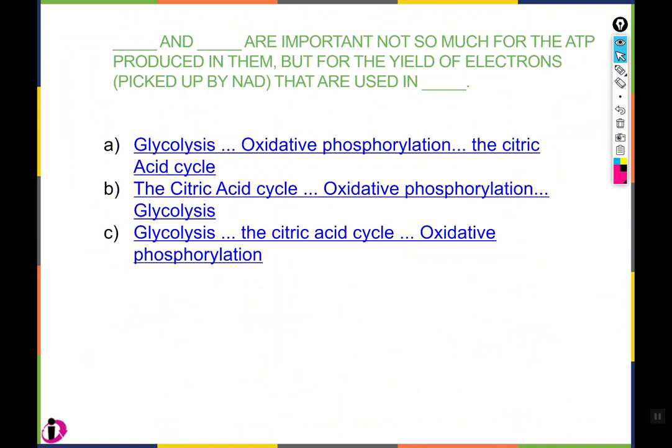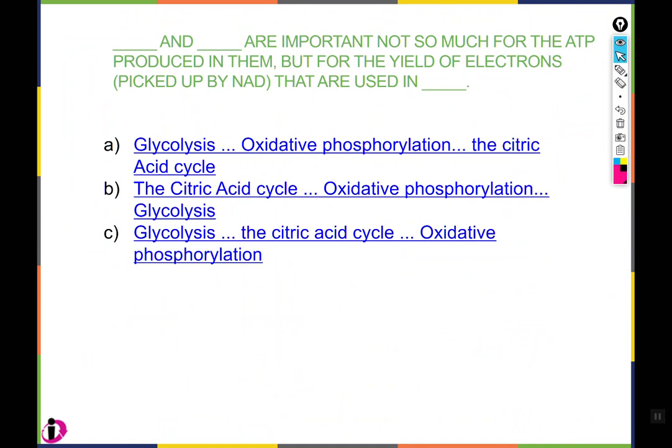So blank and blank are important, not so much for the ATP produced in them, but for the yield of electrons, which are picked up primarily by NAD+, that are used in blank. So this is a complicated one. You're going to have to think syntactically, so in terms of sentence order. So blank and blank, they are important not so much for the ATP produced in them. Well, that kind of tells me that the amount of ATP that they're making is maybe not that impressive. So glycolysis is a good candidate because it has a net yield of 2, but what else has a low yield? The citric acid cycle.